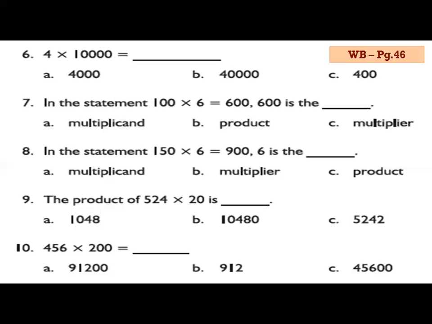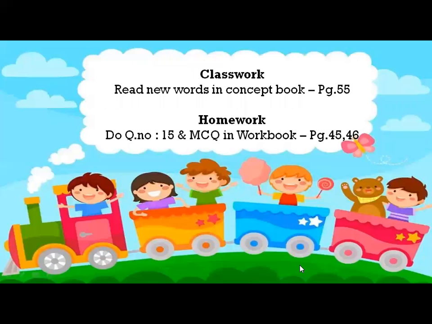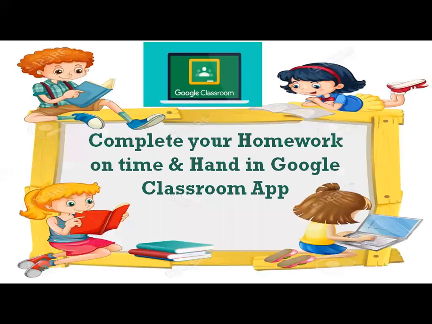Last question. 456 into 200. So 456 into 200, find the product. Okay, children. So today we have read the new words in chapter 4 on page number 55, and your homework is the 15th question and the MCQ of the workbook. Once you have completed, hand it in on the Google Classroom app, grade 4 maths.